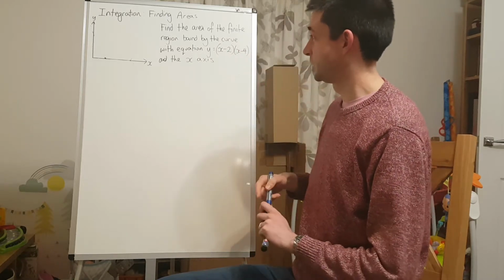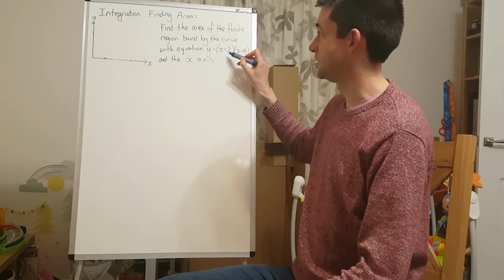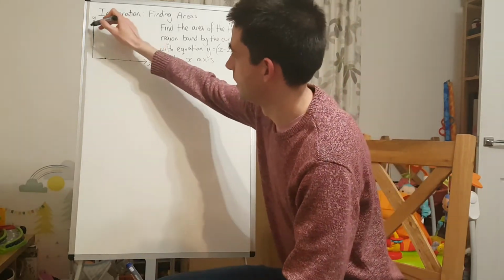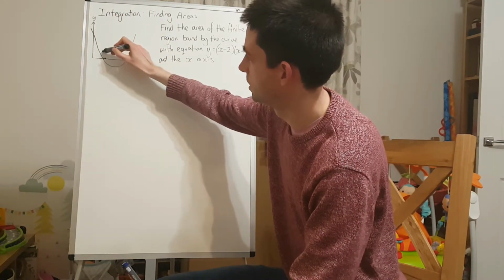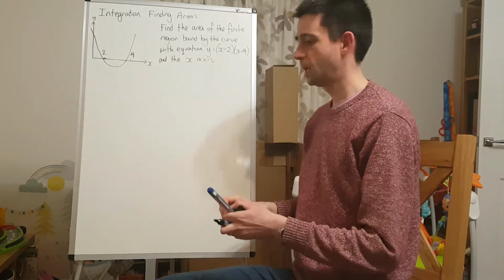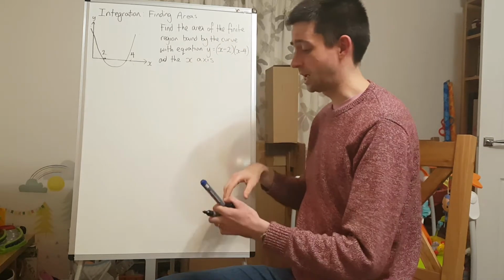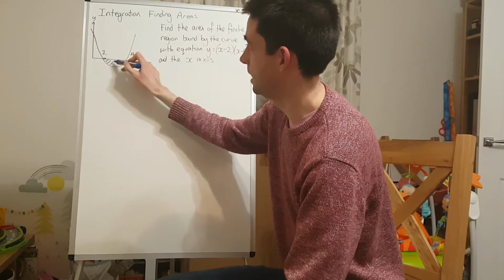Now this is a quadratic graph, so I can see from the two brackets that my roots would be at x is 2 and x is 4. So I'm going to draw that curve in, going through the roots x is 2 and x is 4. And hopefully you can see by that the region bound by the curve and the x-axis, the region contained, is this one here.